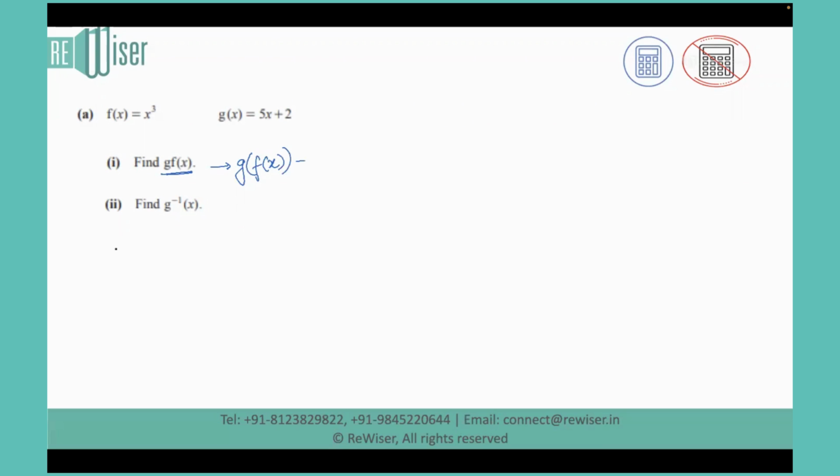This notation can also be represented as g of f(x). This sign between g and f is a small circle, which signifies g is a function of f. So now we see that f(x) is the input of g. That means I'm going to write f(x) inside g, that's x cube. And we would replace x by x cube to get 5 times x cube plus 2. So our result is 5x cube plus 2.